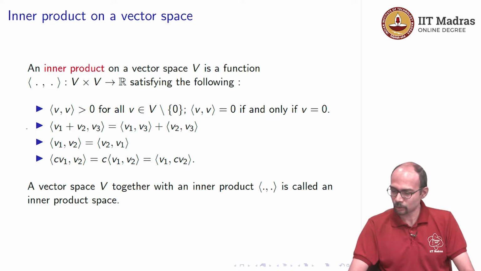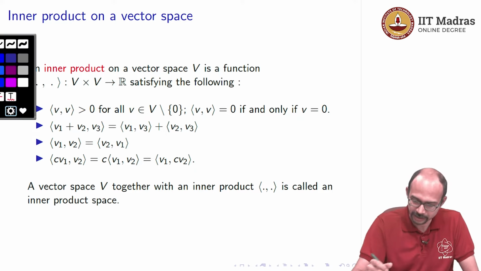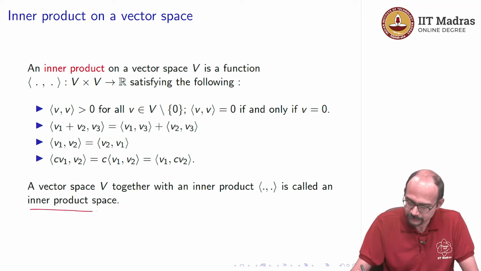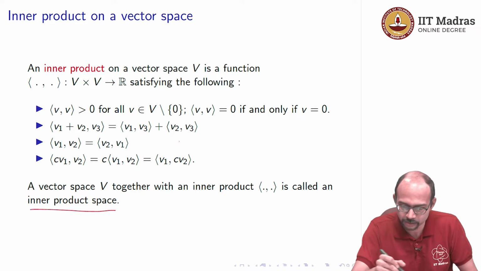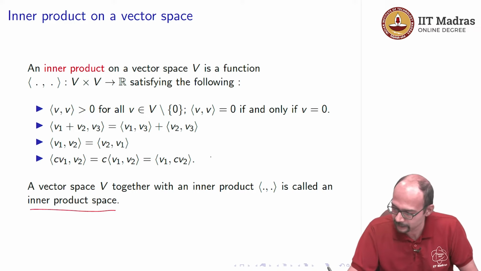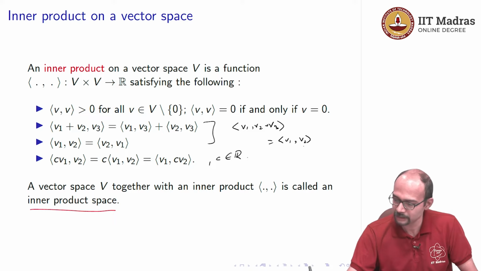A vector space together with an inner product is called an inner product space. I will underline this. This is called an inner product space. This is a definition, and maybe I will just put in the conclusions we drew. First of all, this is not a conclusion, this is a hypothesis: C is a scalar, and the conclusion out of this was that V1 comma V2 plus V3 is V1 comma V2 plus V1 comma V3.